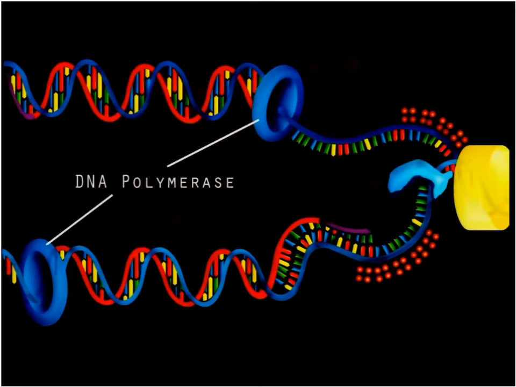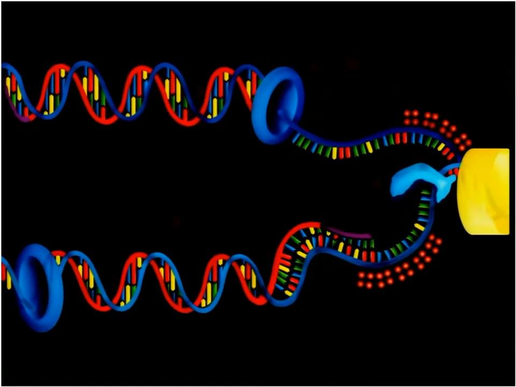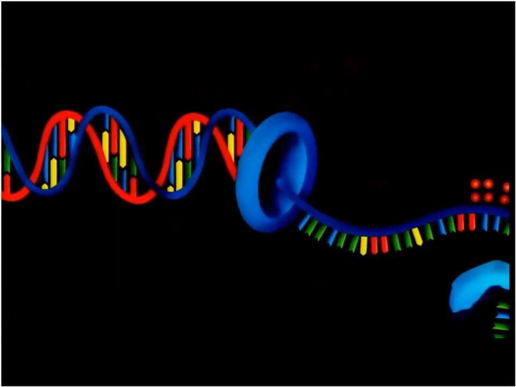How does polymerase know which nucleotide to add? Well, if the original DNA molecule has an A, then polymerase will add a T. What do you think polymerase will add if the original molecule has a G? That's right, it'll add a C. It continues along the DNA molecule, adding the complementary nucleotide.